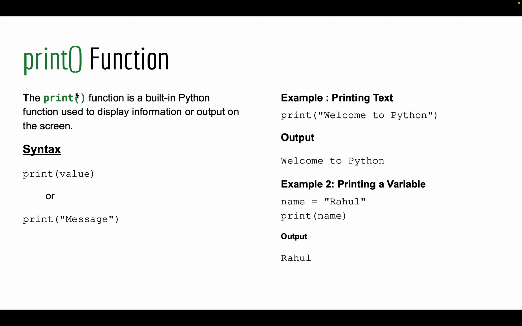So what is the print() function? It is used to display output on the screen. This is the syntax of the print() function: print, and we can give what we want to be displayed on the screen. The messages in the double quotes will be displayed as such. If we are getting some input from the user, we can also print it by just using the print() function and giving the variable which we have to print.